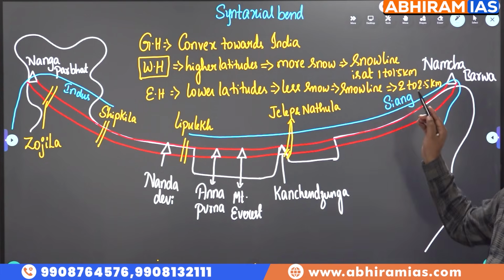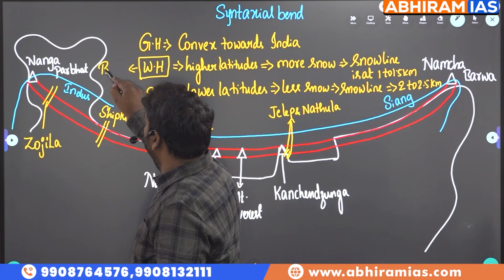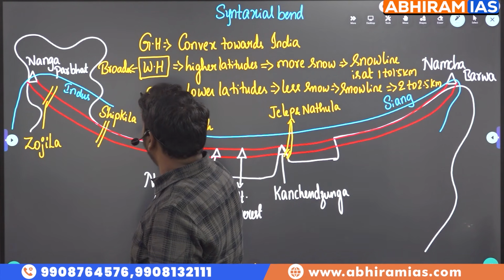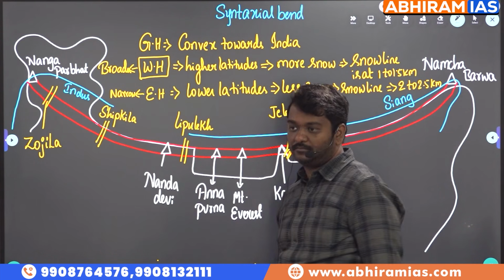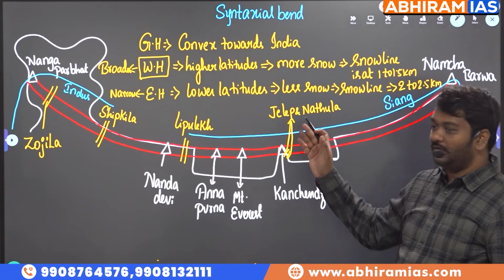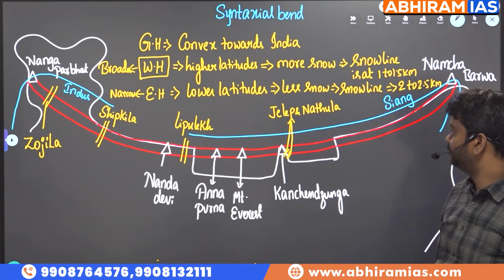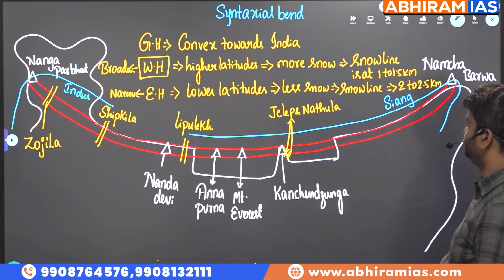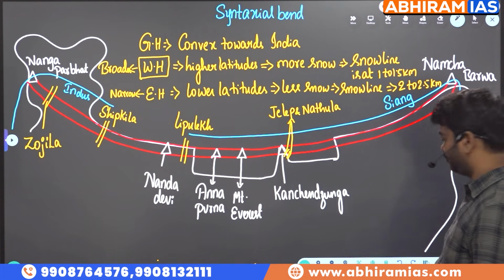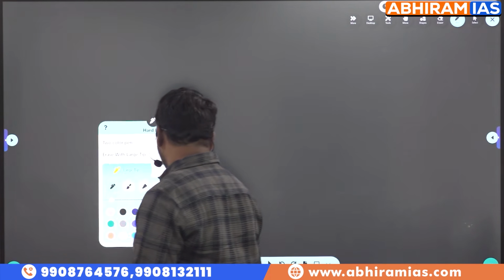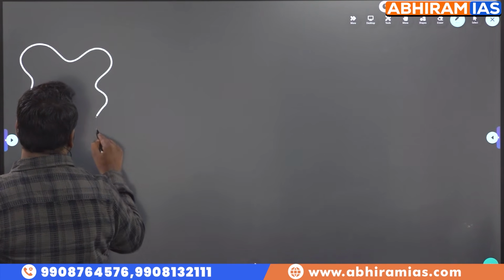Are you getting this? See guys, western side of Himalayas is broader. Remember this. It is broader. Eastern side of Himalayas is narrow. Western side of Himalayas is broader and eastern side is narrow. Okay. This is Greater Himalayas. Shall I move? Now, same thing. Lesser Himalayas.